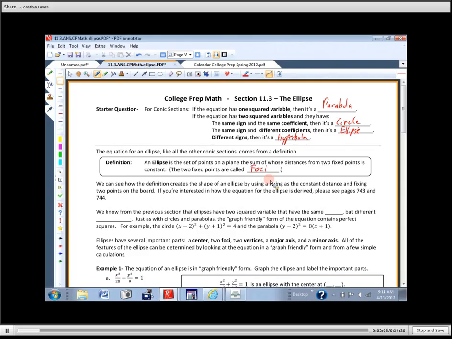Samantha, can you come up here, please? Thank you. Alex, can you come up here, please? You're going to be focus 1, and you're going to be focus 2. They're going to hold them right on top of the foci. Turn it over so the string is closer. There you go. Beautiful.